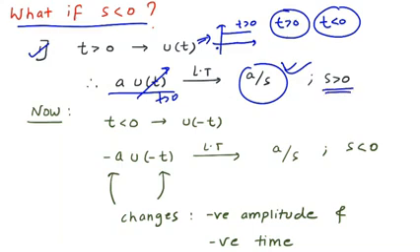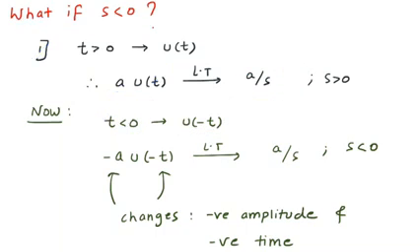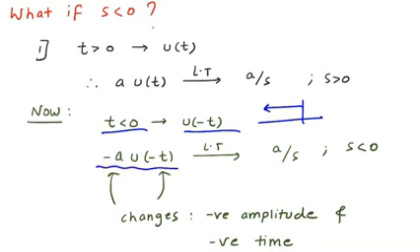Now see, if u of t is changed with u of minus t, so it would be t less than 0. We have to focus on this now. So when my time is less than 0, or you can say u of minus t, the graph would be like this. Okay, in the negative side my graph will work, but in the positive side it won't work. In that case, if your function is minus a into u of minus t, so this is a time domain function, right? Then Laplace of that would be a over s.